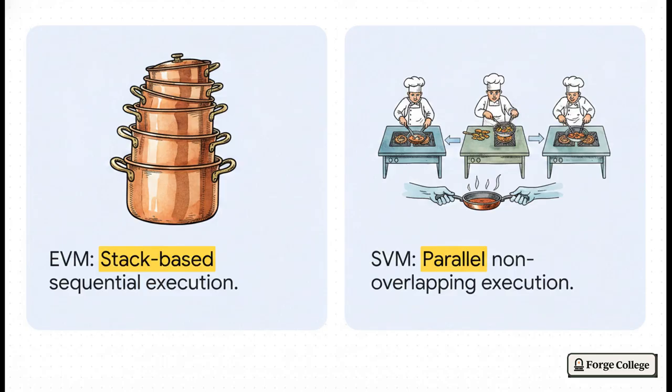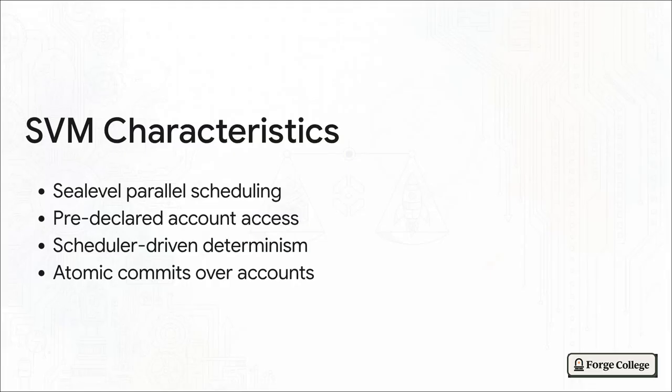They can only do this if the customers declare exactly which ingredients, pots and pans they're going to use before the cooking starts. If the chefs know ahead of time that order A needs the frying pan and order B needs the blender, they can work at the exact same time. But if they don't know, they risk fighting over the same frying pan, which completely ruins the determinism. This right here is the magic of Solana Sealevel parallel scheduling. It strictly requires pre-declared account access.